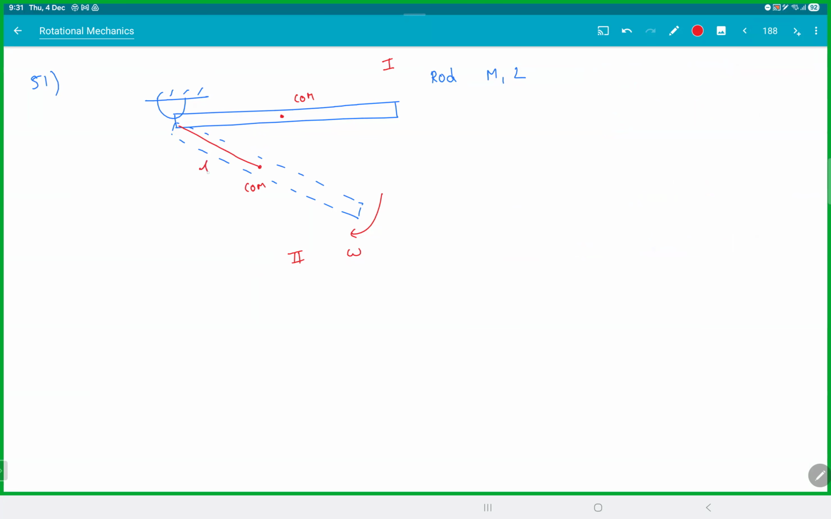So this distance is L by 2. So this height will be L by 2 sine theta. So the center of mass has fallen a height of L by 2 sine theta. Loss in potential energy is equal to gain in kinetic energy. Remember, the rod is doing pure rotation about the hinge. So loss in potential energy is mg L by 2 sine theta. Since this is pure rotation, gain in kinetic energy is half I hinge omega square.